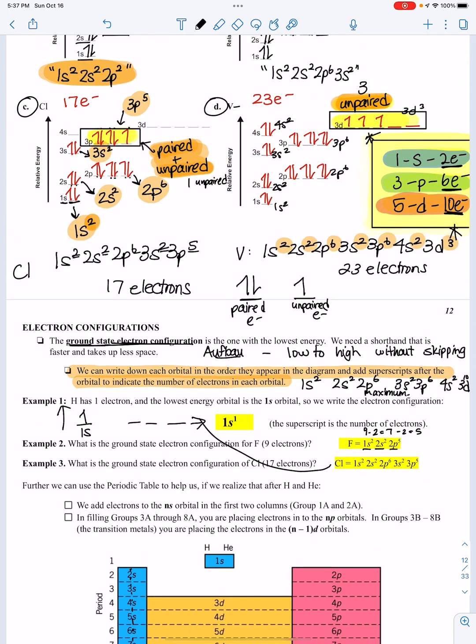So I'm going to put this arrow here, but I'm going to erase it next. But you could see that this is the same thing, right? 1s2, 2s2, 2p6, 3s2, 3p5. Just going a little quick there.